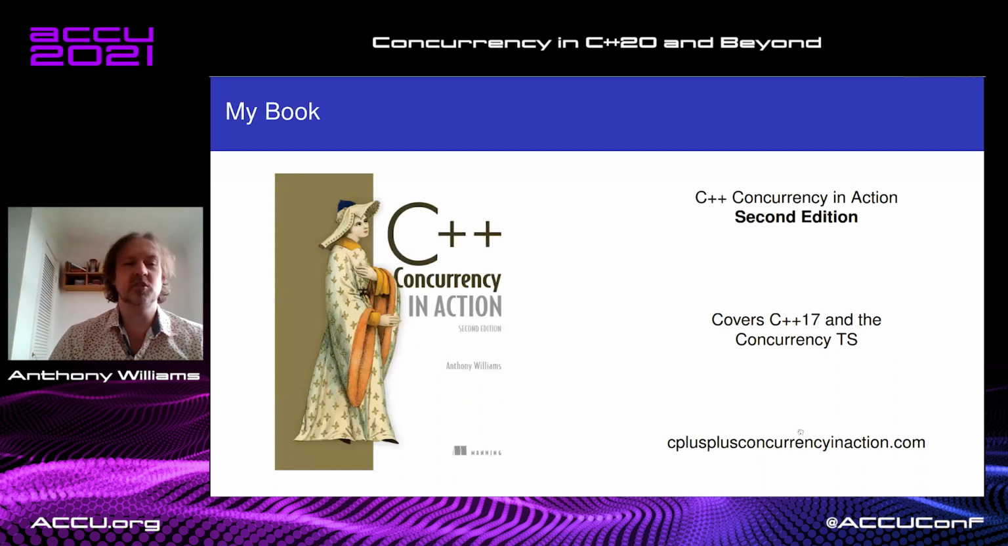I imagine that everyone watching this talk already knows about my book. It's C++ Concurrency in Action. The second edition covers C++17, and doesn't cover the new C++20 stuff, apart from that which is already covered by the Concurrency TS. So latches and barriers are in the TS, atomic shared pointer is in the TS, future extensions are in the TS, so these are all covered, but stop tokens are not, and semaphores are not, and low-level atomic things like that.